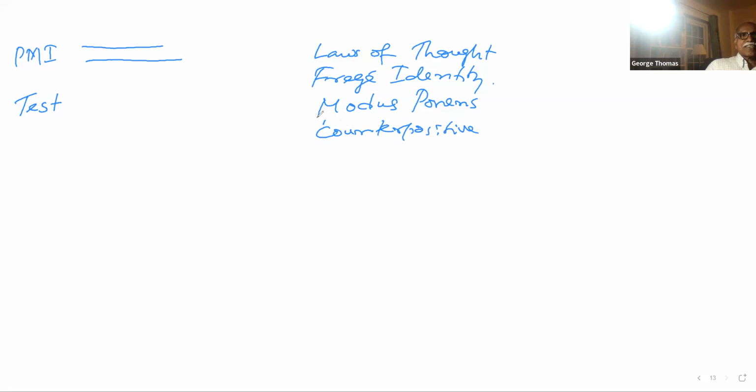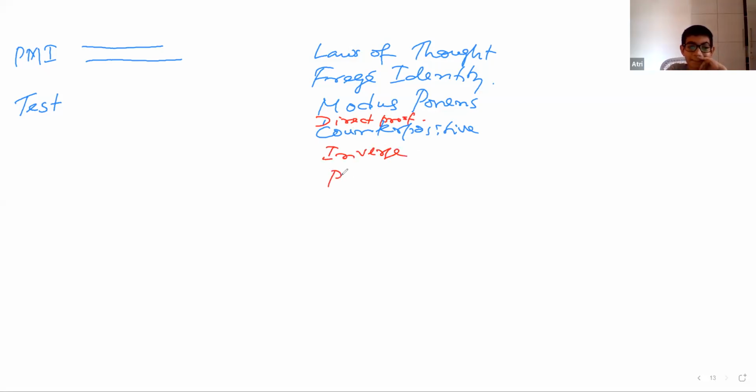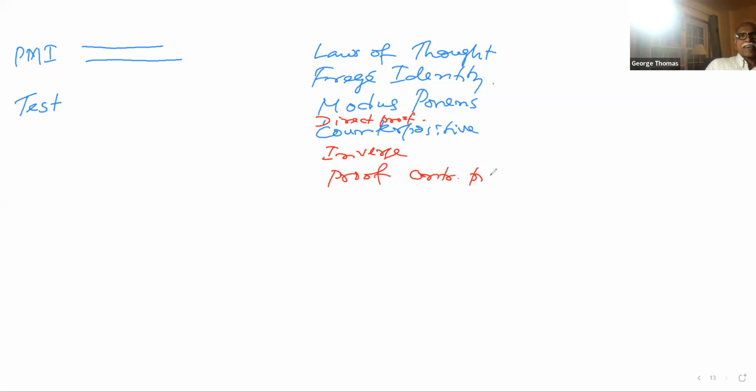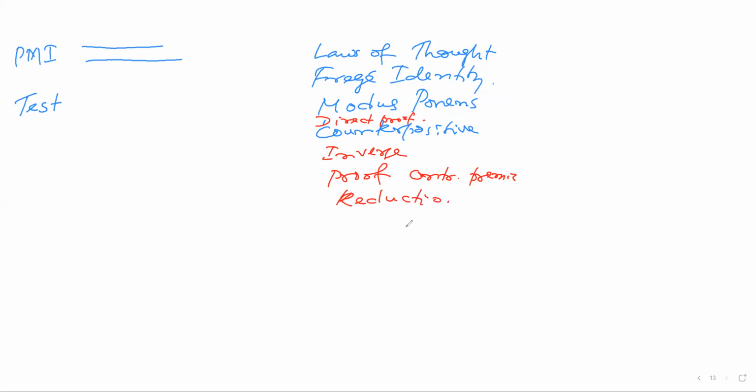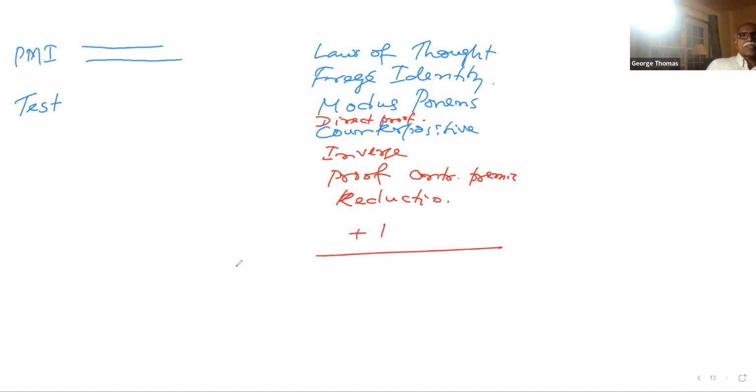You read the notes. Direct proof, contrapositive, inverse, proof by contradiction of premise, reductio ad absurdum, RAA, reductio. Okay. And I think then there will be relations plus maybe another item. That's it. So that is fair.